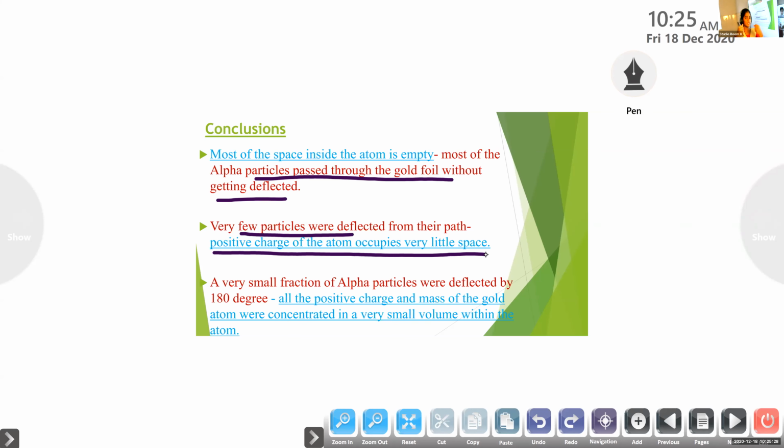So if a positive charge meets a positive charge, what happens? They repel, right? So here also this repulsion happens. That's why the positively charged alpha particles deviated from their path. The positive charge of the atom occupies very little space, and that's why very few particles were deflected from their path.